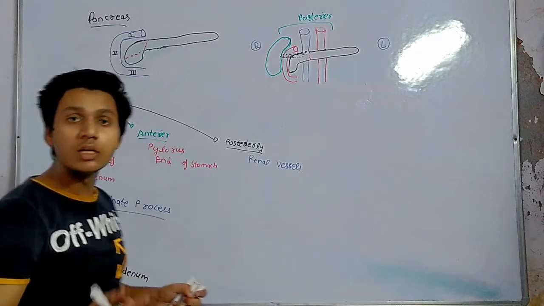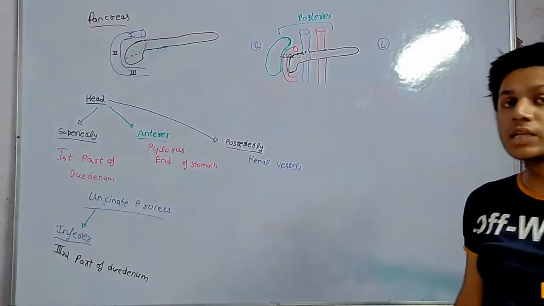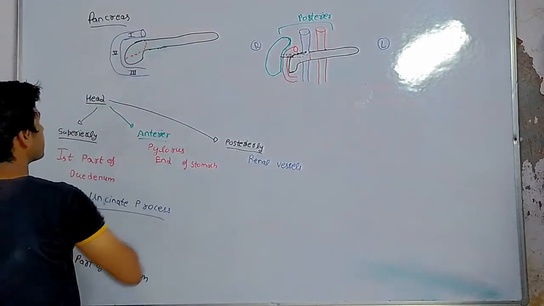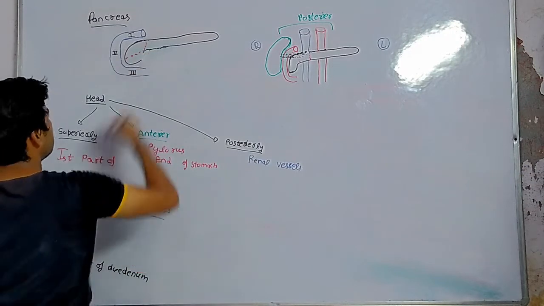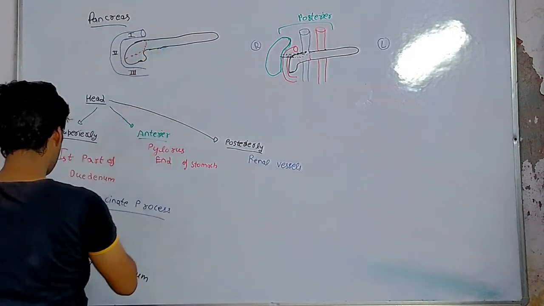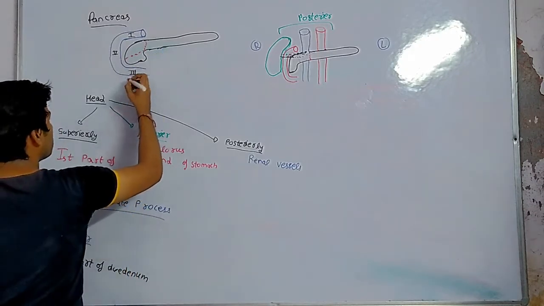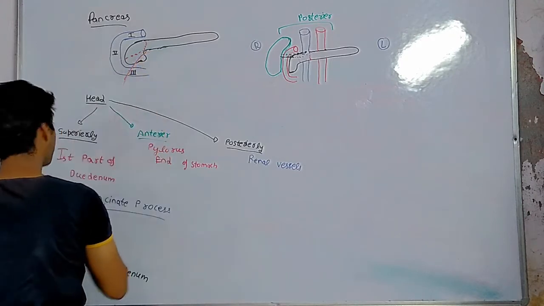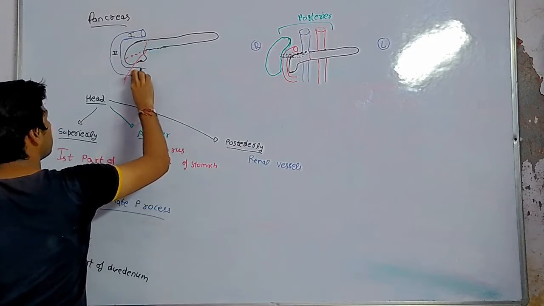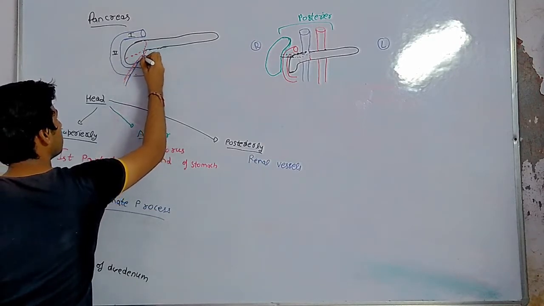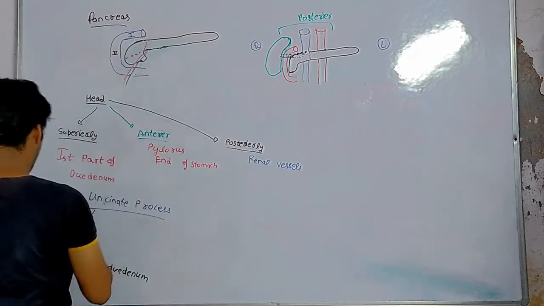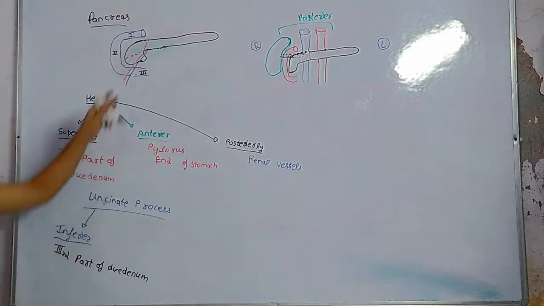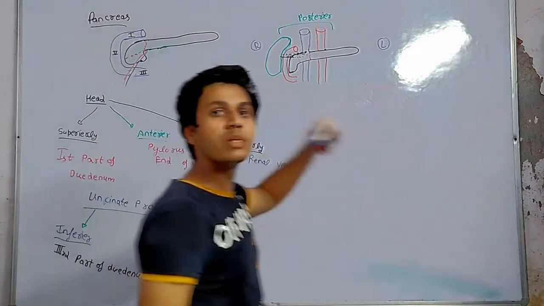Remember, we know the superior mesenteric vessels, the superior mesenteric artery and superior mesenteric vein. They come like this and go posteriorly. This is the superior mesenteric artery and this is the superior mesenteric vein. They go posterior to the neck. So these come into the anterior relations of the uncinate process. Which are the vessels? Superior mesenteric vessels, basically.